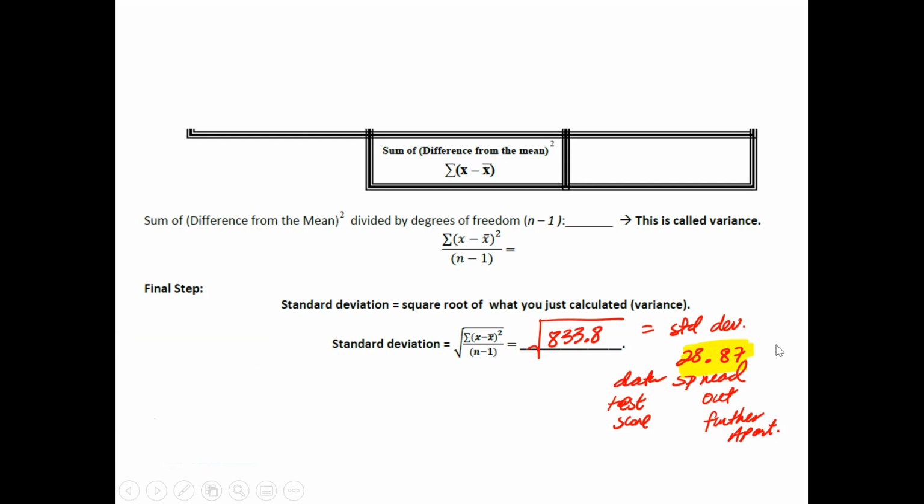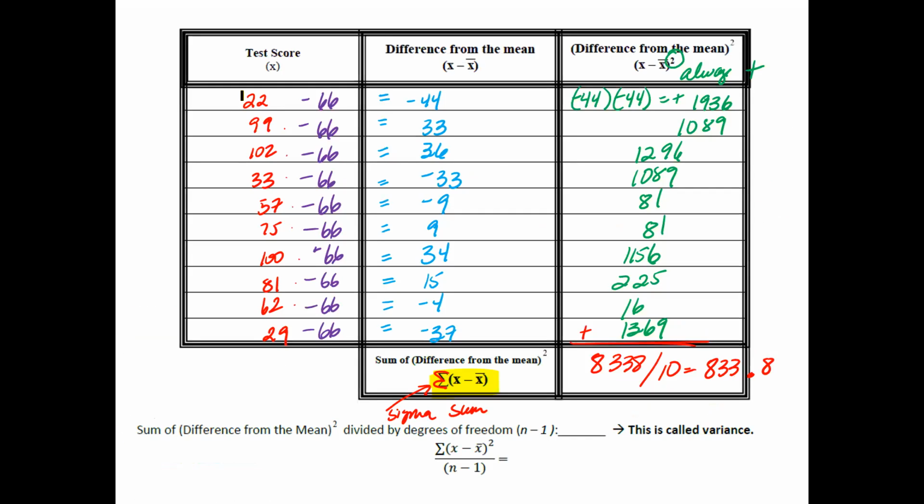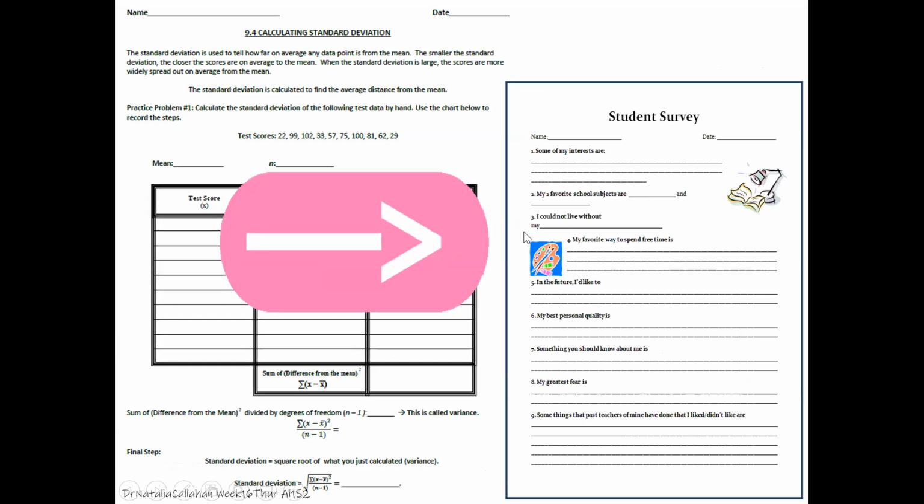And that makes sense because if you go back to this, you guys, you can see that some people got a 22% on the test. Other people got 102 with extra credit, but then some people dipped all the way down to like a 33% or a 29%, and other people scored like 99. So the data is spread apart.